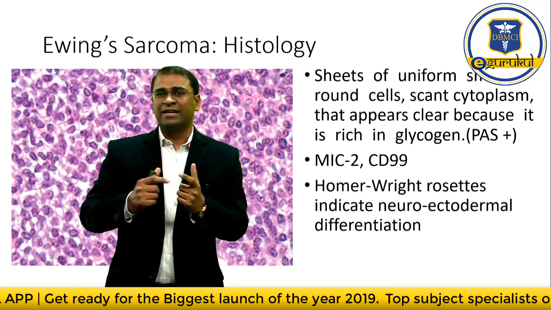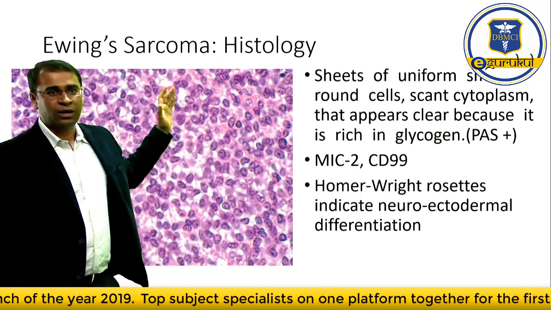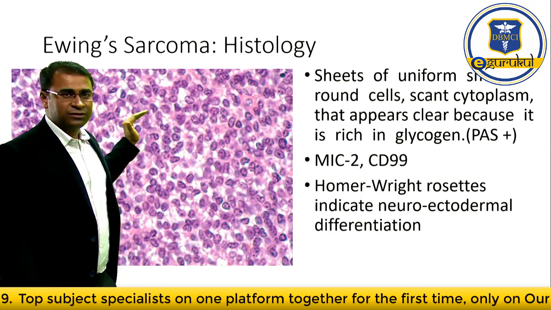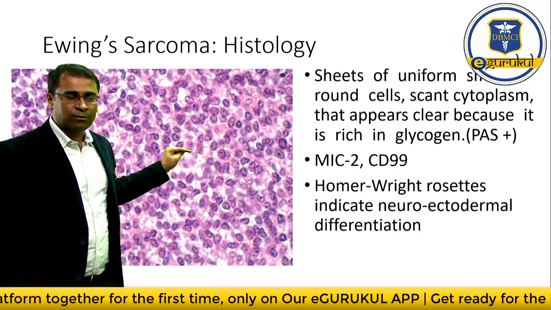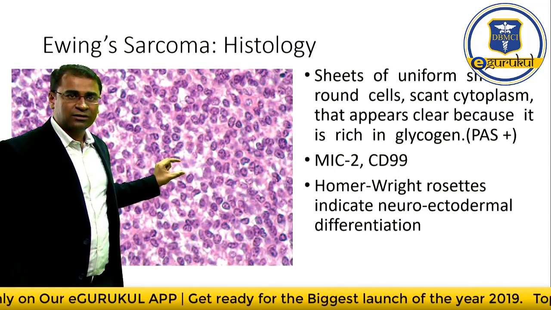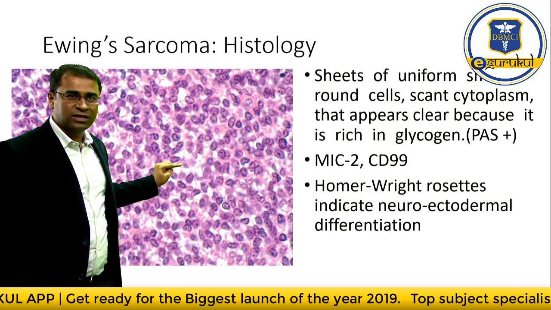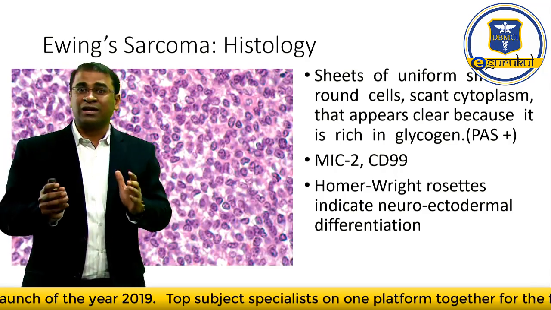PNET, as you all remember, it is also like a medulloblastoma in the brain. So this is one other example, Ewing sarcoma. Ewing sarcoma histologically consists of these small round blue cells. These all are small round blue cells. And we look at this cytoplasm, this white area. So around the cytoplasm is usually clear. The clear cytoplasm, look, this blue is the nucleus, this white one is a clear cytoplasm. It usually comes because of the glycogen inside.